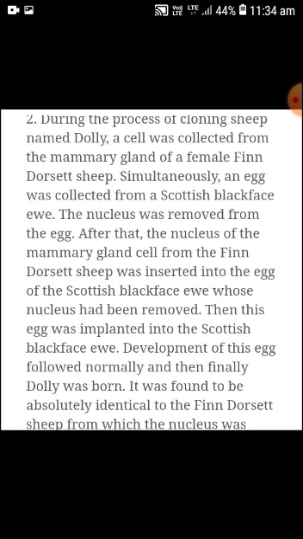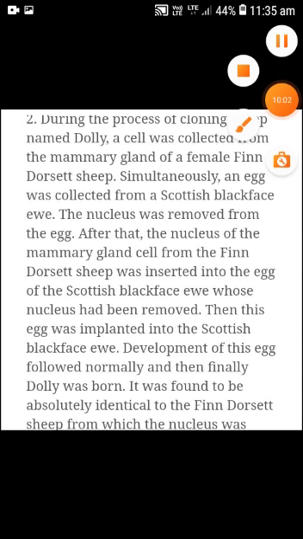Scottish Blackface ewe, whose nucleus had been removed. Then this egg was implanted into a Scottish Blackface ewe. Development of this egg followed normally and finally Dolly was born. So Dolly is the first baby sheep that was cloned.